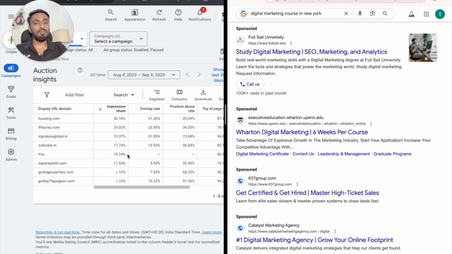So if you want to increase your impression share, you can increase your budget, which will help you to eventually show your ads to more of the audience which is available right now in the market, and you will be able to increase your impression share and gain more traffic.